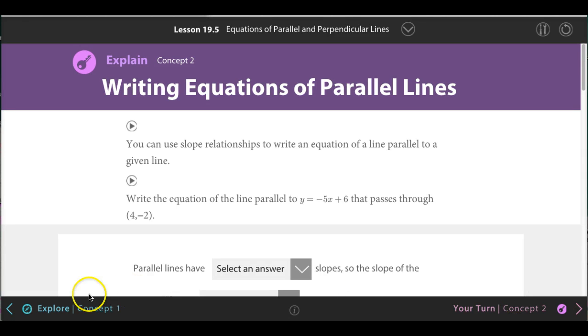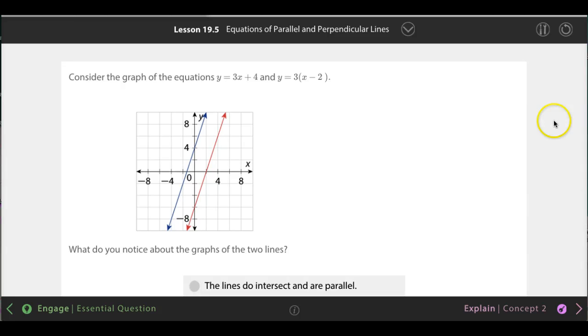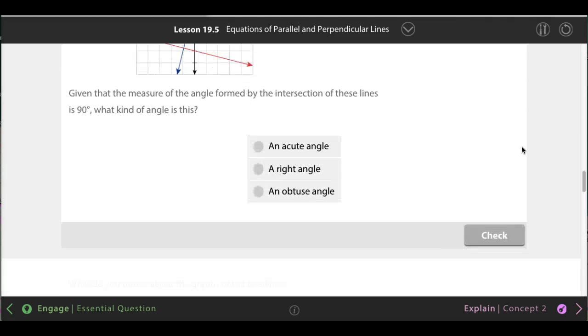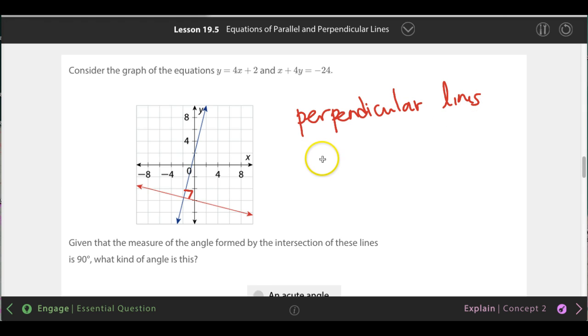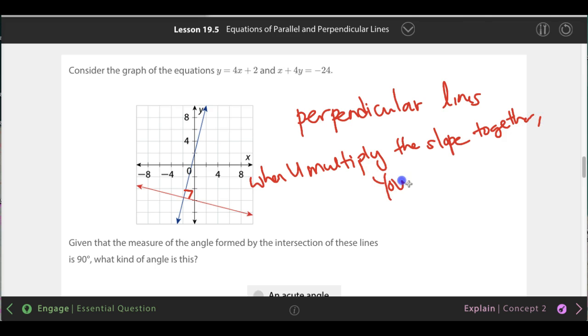And then what else you have to know is that perpendicular lines, let me see if they have an example down here. There you go. These two are perpendicular lines, okay? So the blue and the red, they form a 90-degree angle. And perpendicular lines, when you multiply the slopes together, you get -1. Okay, and that's all you have to know.